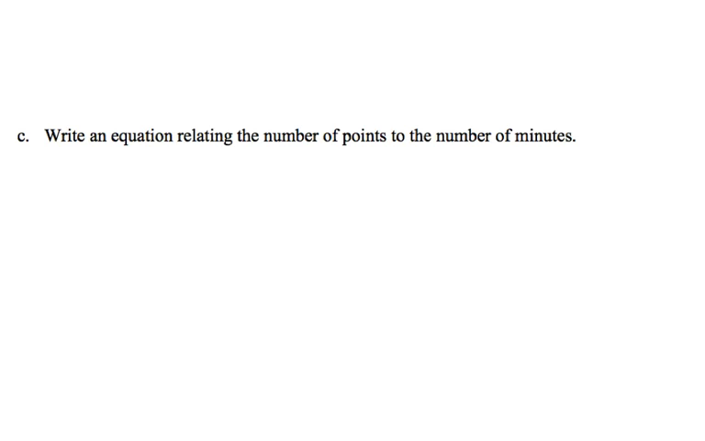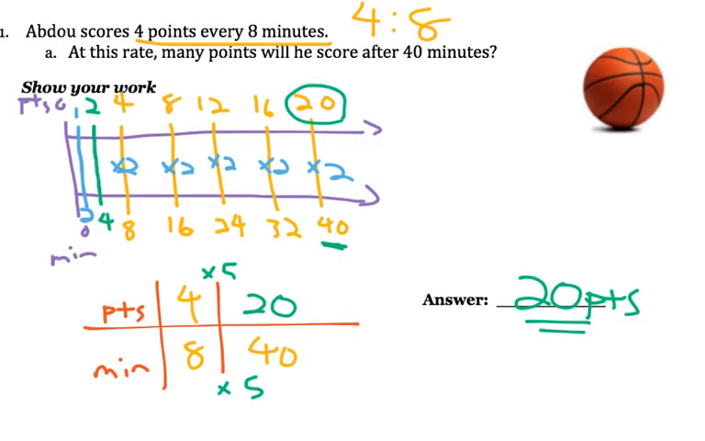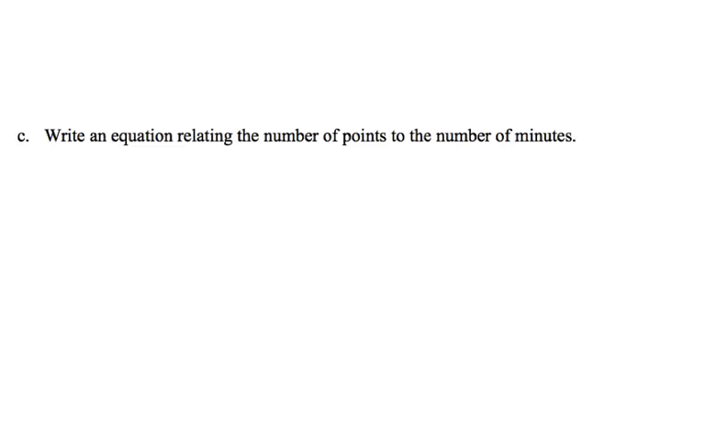All right, write an equation relating the number of points to the number of minutes. Remember, ratios are always proportional relationships. They're the same thing. So this relationship between points and minutes is going to be constant. There's going to be a constant number that you can multiply one of those variables by to get the other. And I was pointing it out earlier, you can multiply the points each time by 2 to get the minutes. So I can multiply the points times 2 to get the minutes.